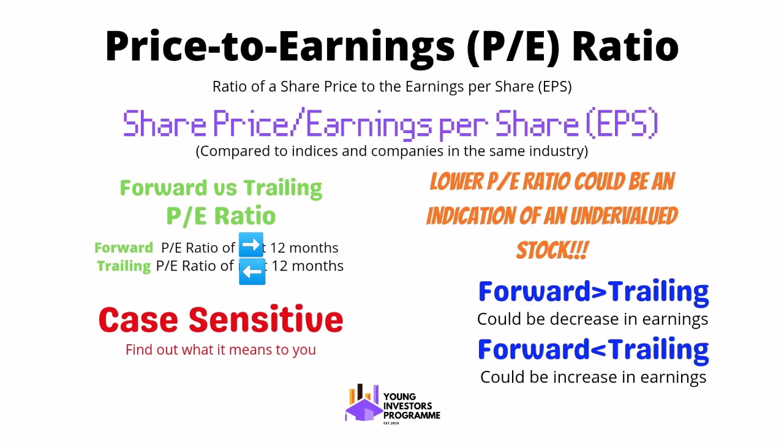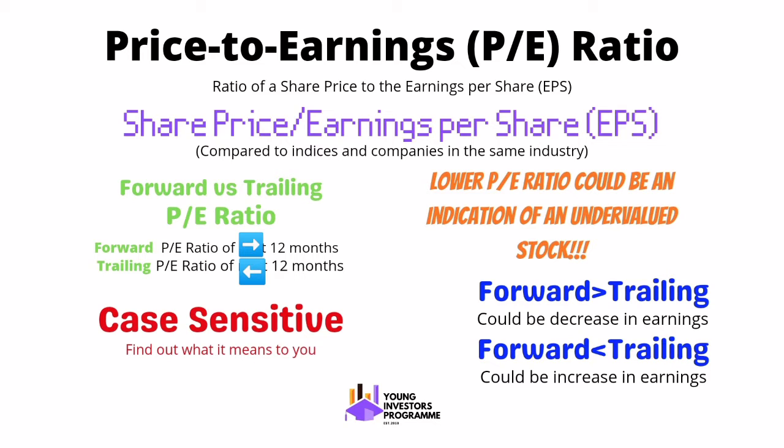The forward PE ratio calculates the PE ratio for the following 12 months. For that, you'd be using the forward EPS. The trailing uses the previous 12 months. For that, you use the trailing EPS, of course.